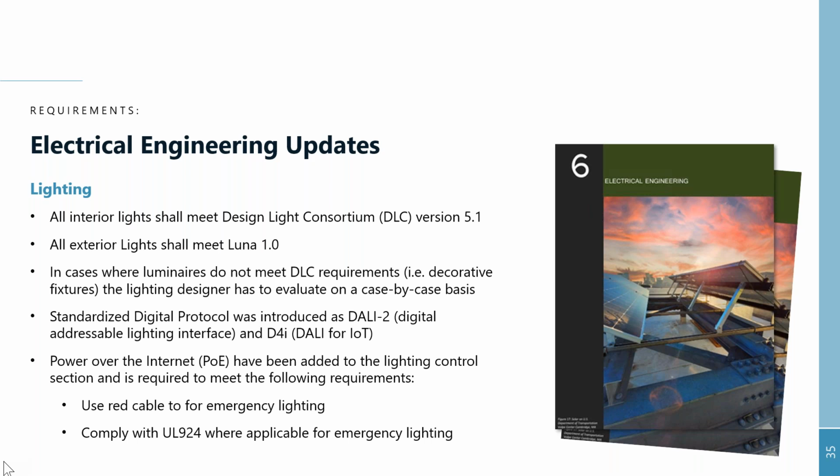So the couple of changes that happen in the lighting is that for interior lights, all the products being specified need to meet the Design Lights Consortium (DLC) version 5.1, from 5.0. The exterior lights shall meet Luna 1.0. And in cases where luminaires do not meet the DLC requirements, for example decorative fixtures, the lighting designer has to evaluate on a case-by-case basis.